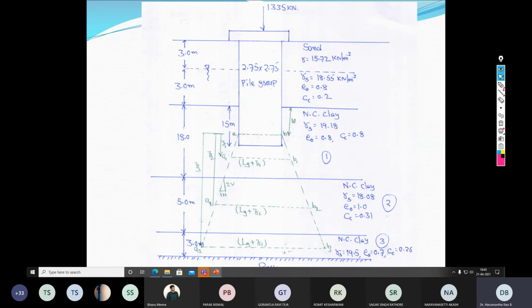Okay, so everything is given here, how to calculate, how to identify the fictitious footing. The pile which is embedded in the second layer of normally consolidated clay is 15 meter. So 2/3 of 15 is 10. So that means you need to identify the location of fictitious footing at a depth of 10 meter from the bottom of the sand layer. So the AB reference line indicates the location of the fictitious footing.